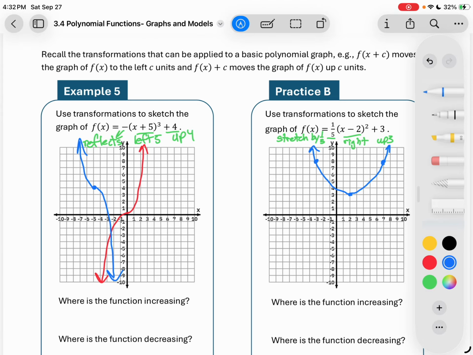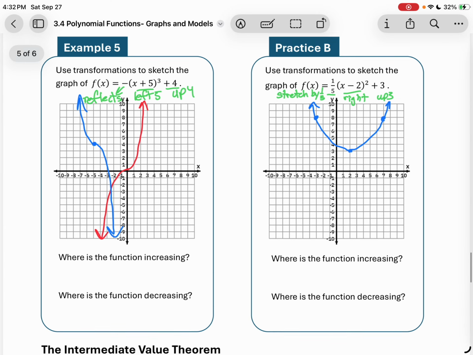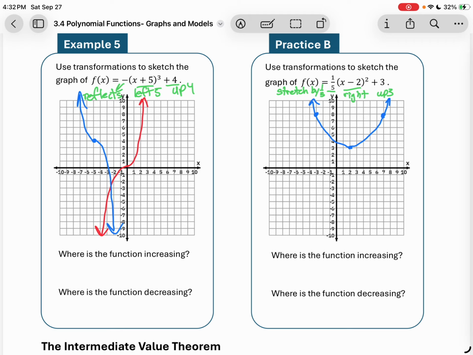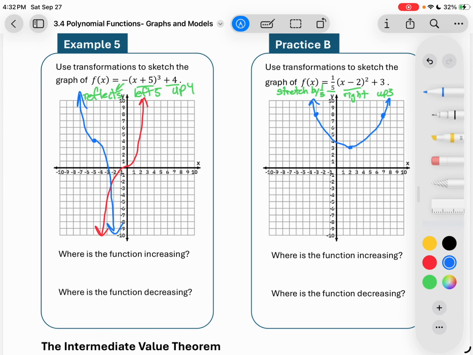Looks like I forgot to do the increase and decrease of the functions, both of them. Let's go ahead and take a look at that. So example 5, where is the function increasing? If we're looking at the blue one, it's always going down when we read it from left to right. As we read it from left to right, it is always heading down. So therefore, it does not have any intervals of increase, so not applicable. And it is increasing on its entire domain, which is -infinity to infinity.